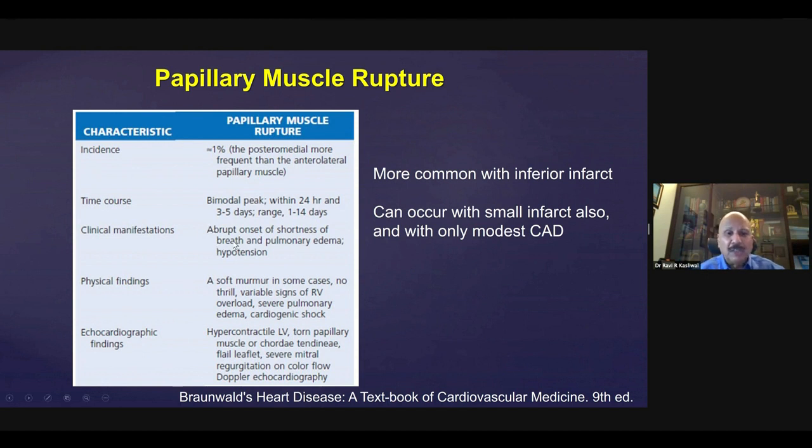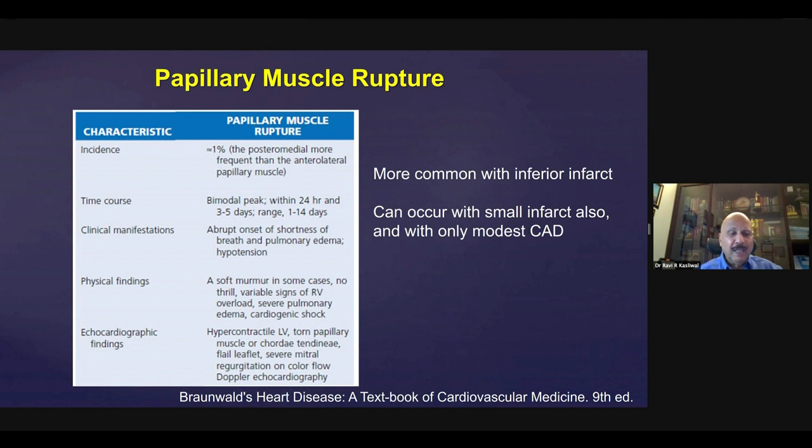Clinical manifestations: in an adult, abrupt onset of shortness of breath, pulmonary edema, hypotension. What else can it be? And this is where, again, a team heart approach comes in, whether you require an intra-aortic balloon pump; the echocardiography you have done, and you have to rush to the cath lab.